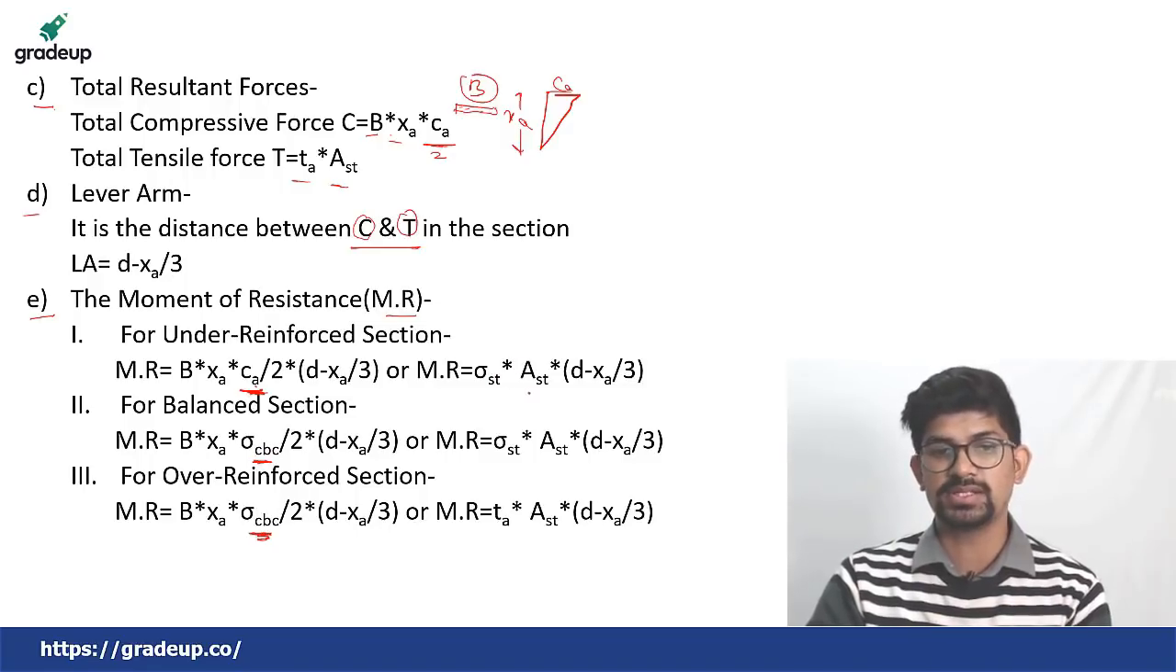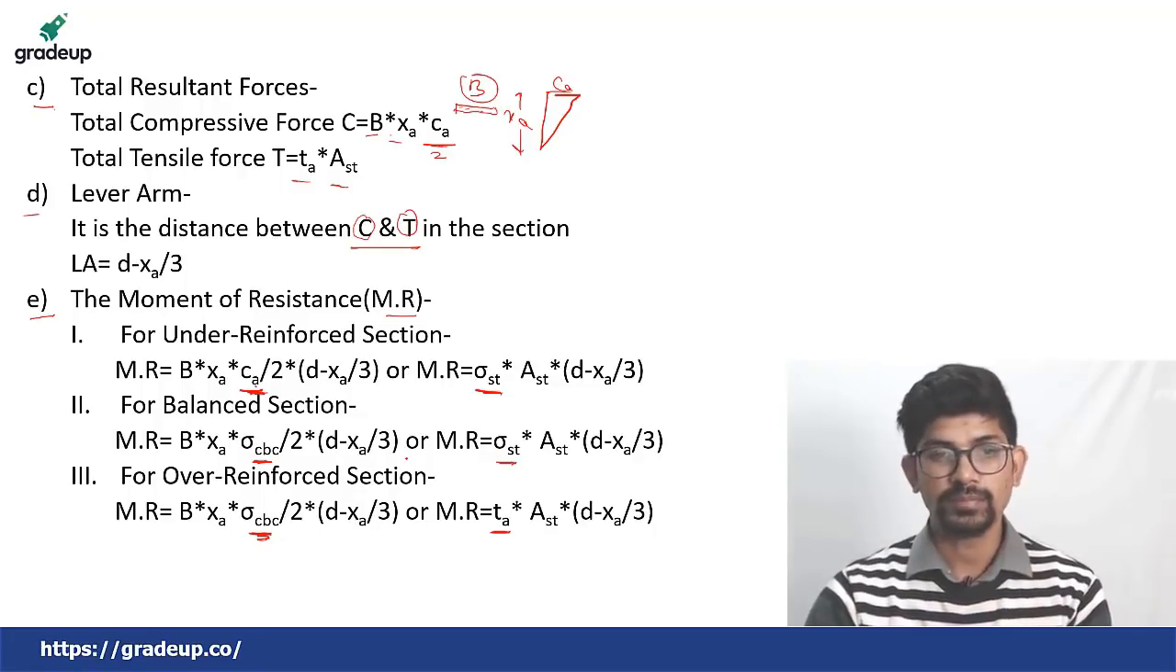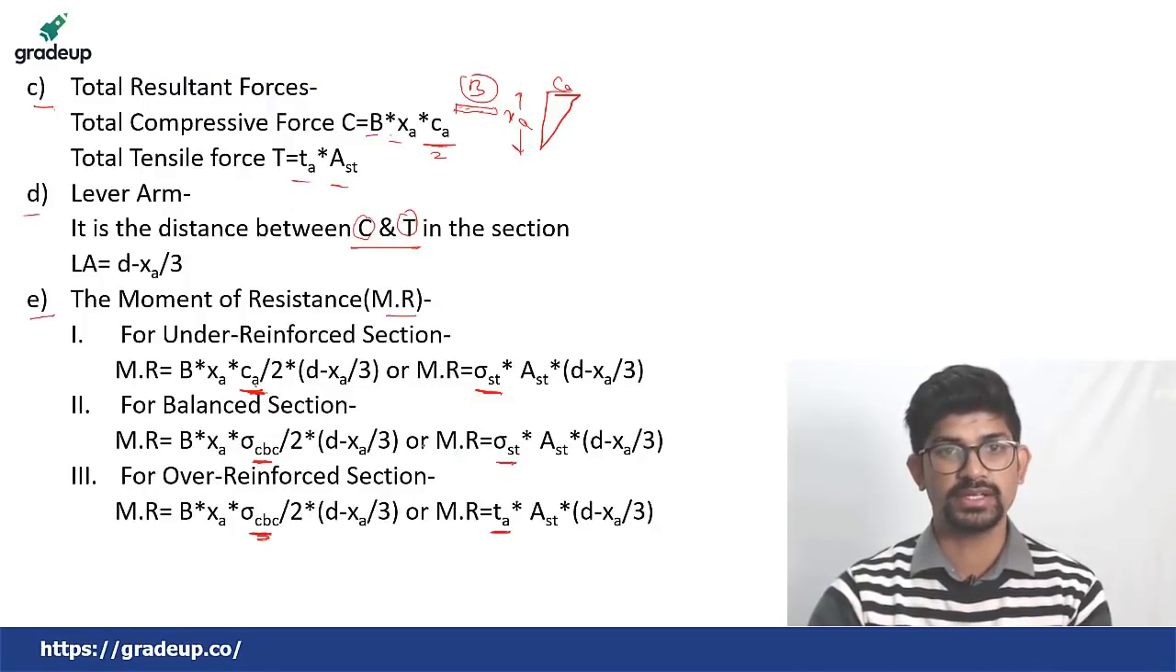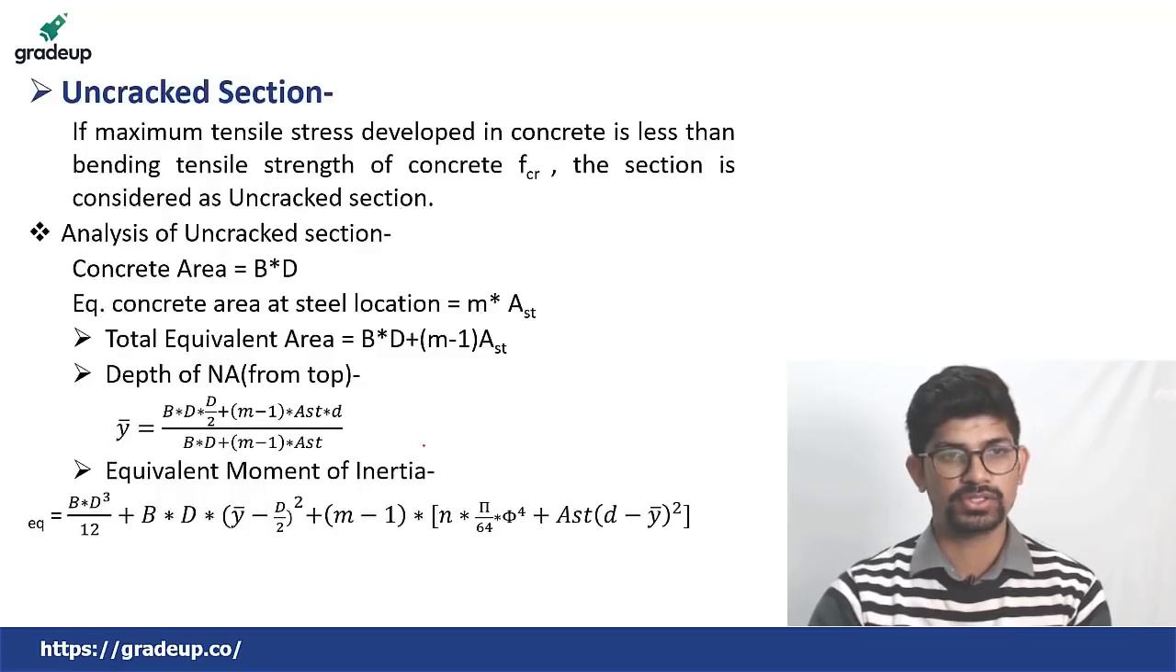Now similarly from the tension side you can see, in under reinforced we will be using sigma ST. In balanced also we are using sigma ST, while in over reinforced we are using TA, because the steel has not yielded yet. It has not reached its permissible stress here. So from the type of section, we will get these two values. So this is about the analysis of a singly reinforced section by WSM.